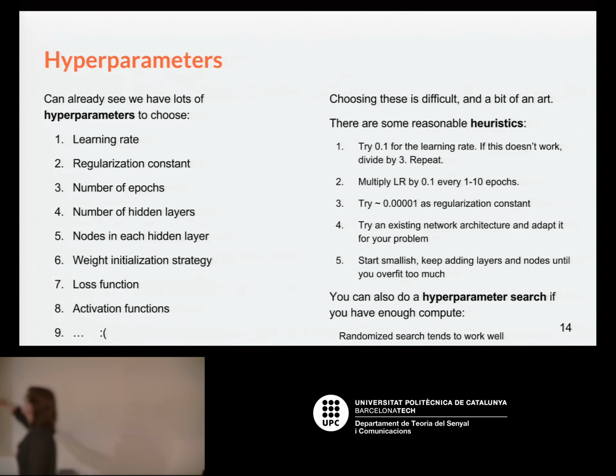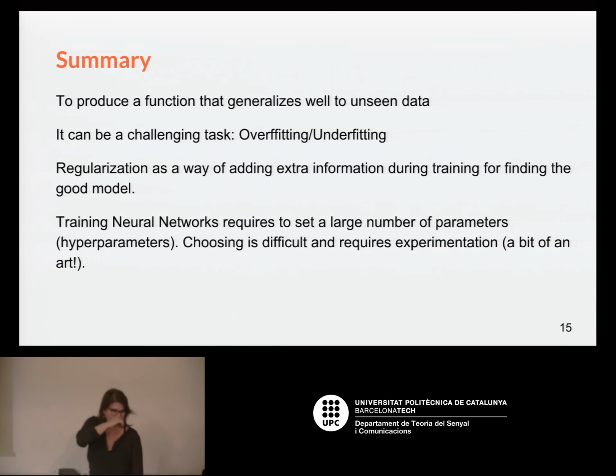Here there are some heuristics for the beginner. If you look around, they say, use 0.1 for your learning rate, and if this doesn't work, divide by 3. You have some heuristics that help you to start training a deep learning model. And, well, I think that's the end.